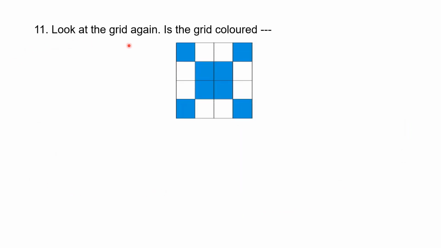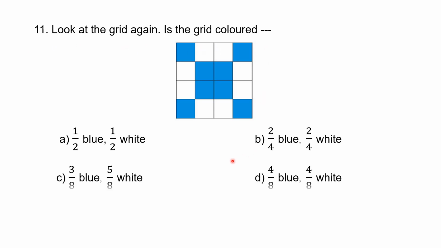Look at the grid again. Is the grid colored? We have 4 options. A. Half blue, half white. B. 2 by 4 blue, 2 by 4 white. C. 3 by 8 blue, 5 by 8 white. And D. 4 by 8 blue, 4 by 8 white. We have to choose the correct ones.